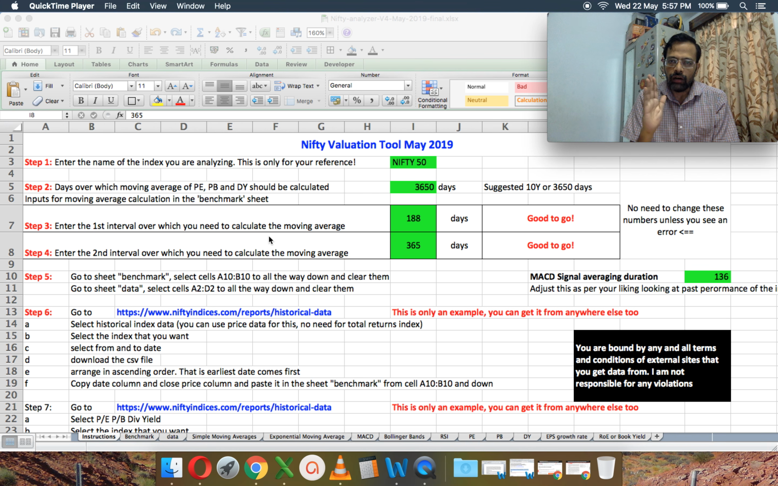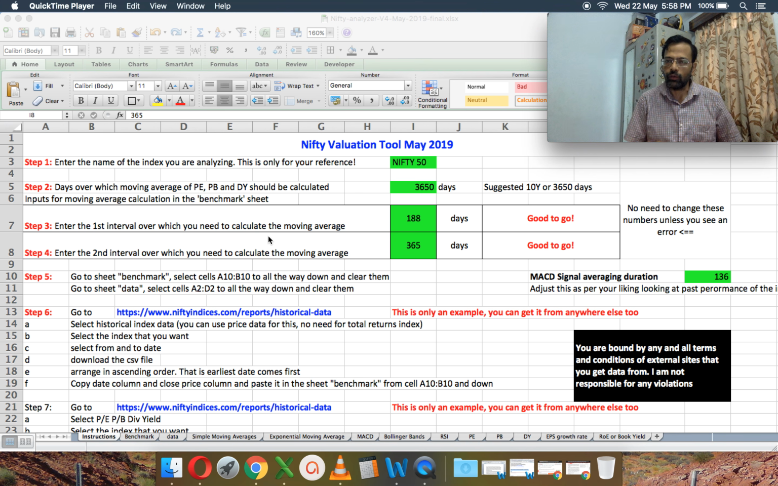So what is the idea behind the sheet? The idea is to take an index like the Nifty, the Sensex, Nifty 100, or any other index you like, and find out the current state of the market, how it is overvalued or undervalued. That is, if the stocks are worth only that much and the current prices are that much, the market is overvalued, and if it's the other way around, it's undervalued.